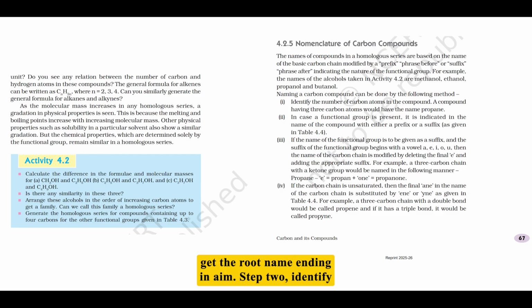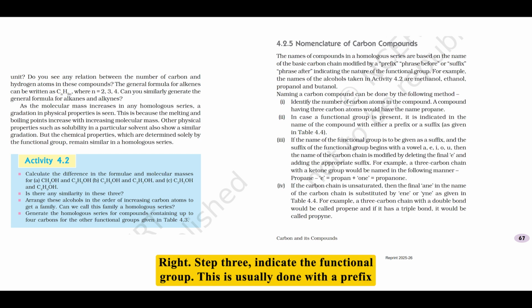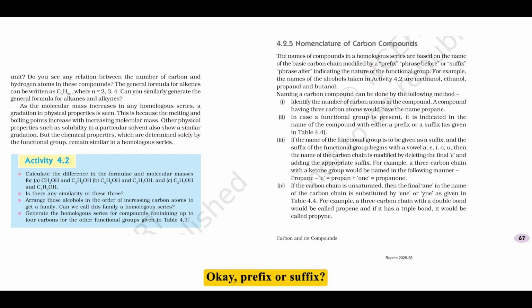Step 2. Identify any functional groups. Are there any double or triple bonds, any heteroatoms or groups like OH, CHO? Right. Step 3. Indicate the functional group. This is usually done with a prefix before the root name or a suffix after the root name, as we saw in Table 4.4. For example, Cl uses the prefix chloro, while OH uses the suffix -ol. Okay, prefix or suffix?